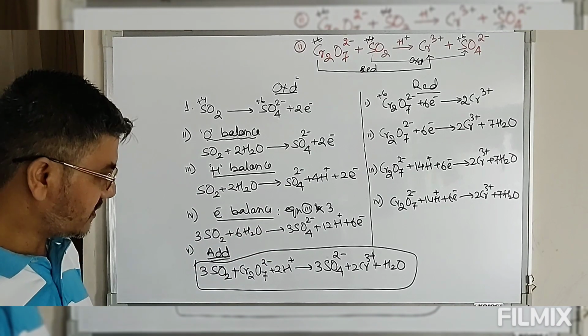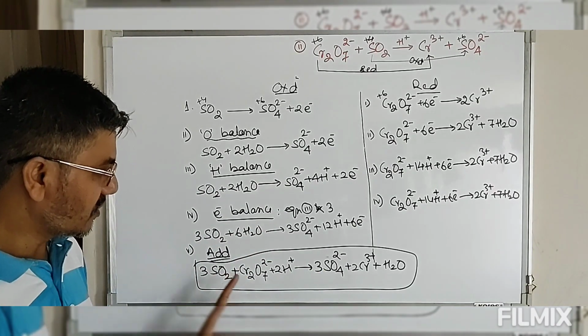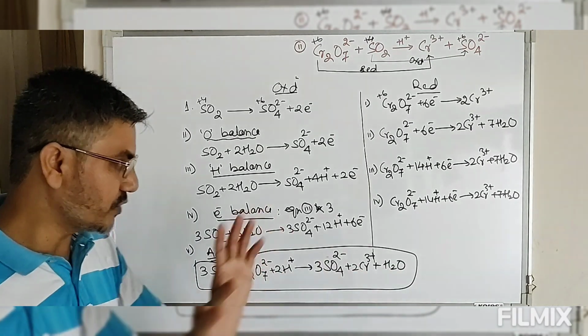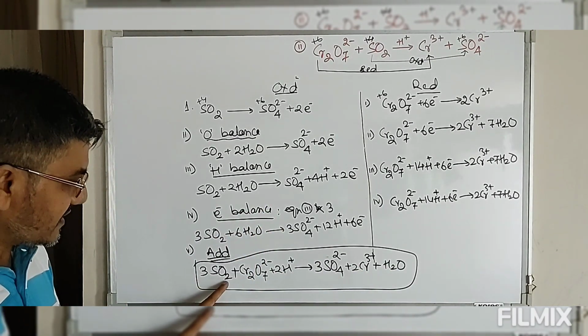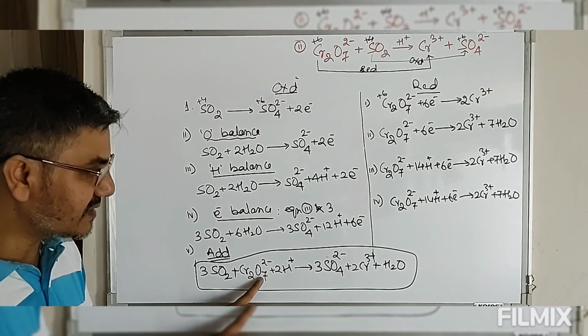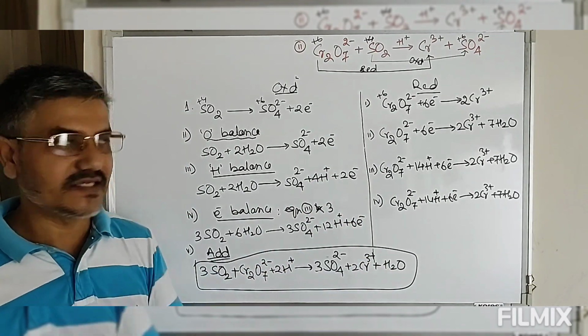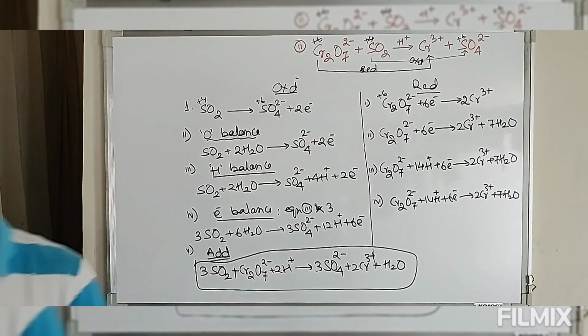You can cross check. Sulfur is 3, chromium is 2, hydrogen is 2, hydrogen is 2. Oxygen is 3 times 2 is 6 plus 7 is 13, 12 plus 1 is 13. So oxygen is also balanced. So this is how we balance the reaction.